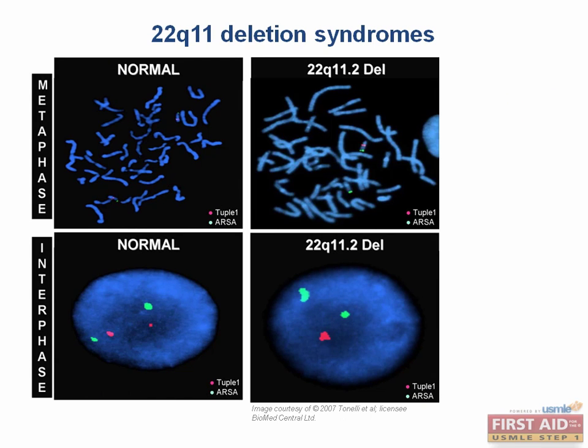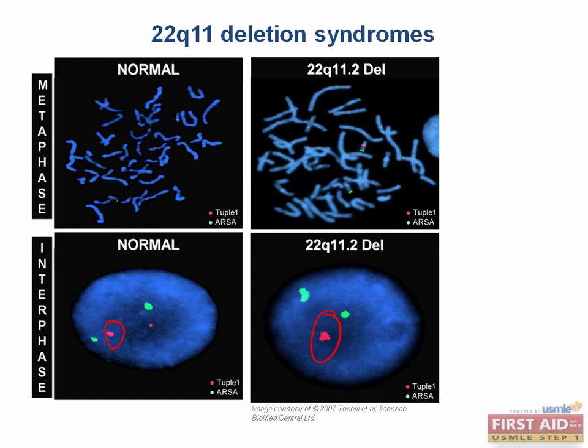Speaking of FISH, as I told you in the genetics section, it can also be used to diagnose 22q11 deletion syndromes. As a review, on the left here are normal cell nuclei with probes at different chromosomal regions, and the red probe is for the region of 22q11. This is why you only see one red spot on the right instead of two, because the right is showing patients with the deletion in this region.